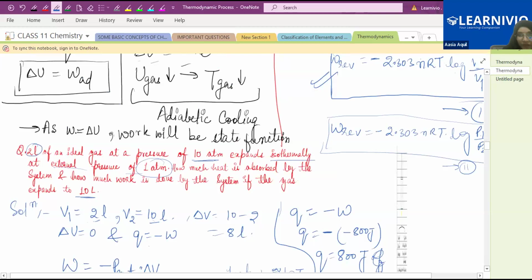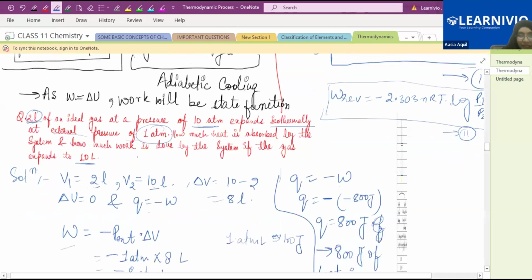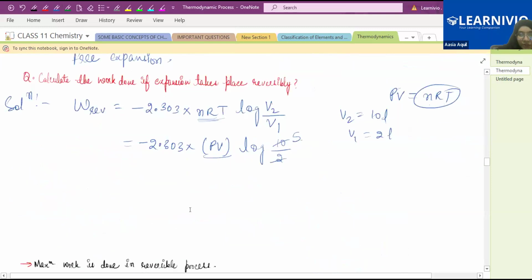So the known pressure was at this temperature. So you will take this temperature, this pressure and this volume only, because it's known. आपको पता है कि इस वॉल्यूम पे ये प्रेशर है, so you will take that only. Because at the final volume you don't know what the pressure is. So you will take this 2 liter and this pressure, and you can substitute it over here.